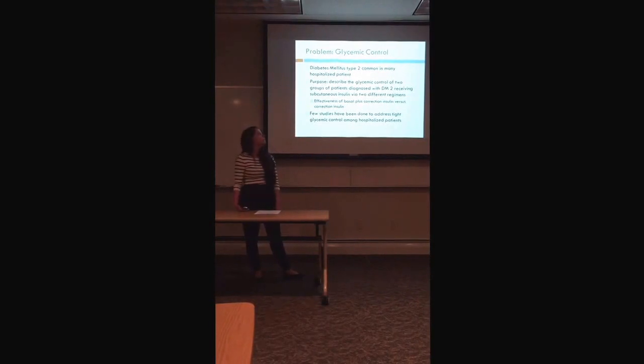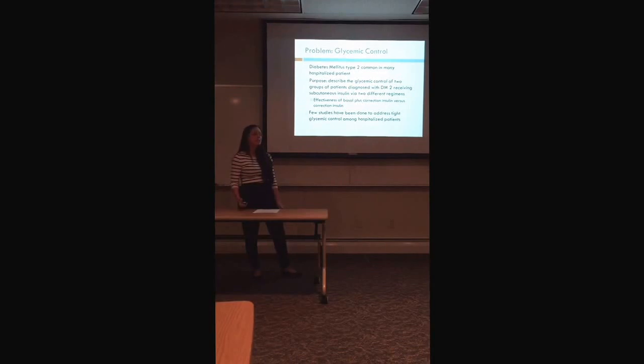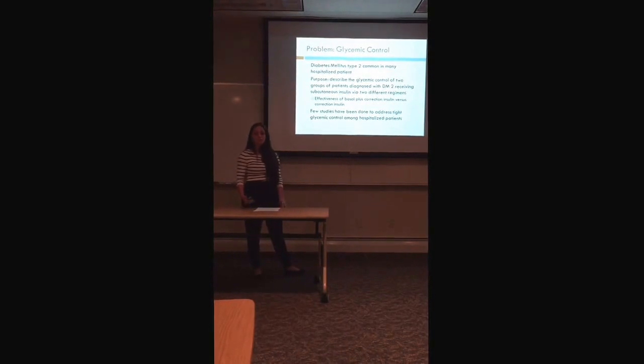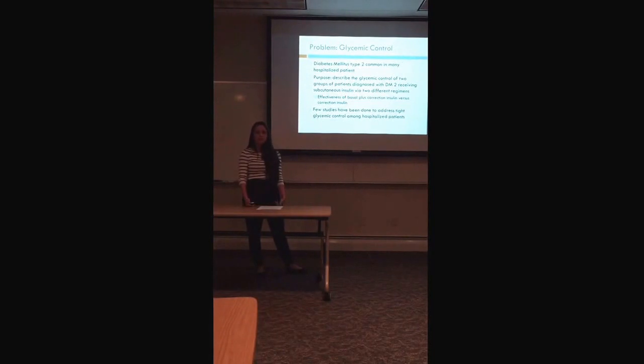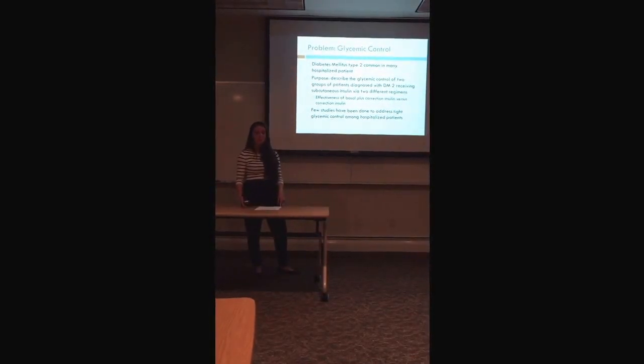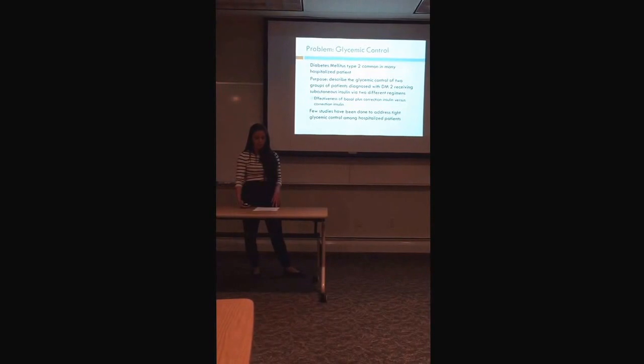The authors describe the purpose as describing glycemic control of two groups of patients diagnosed with diabetes type 2 receiving subcutaneous insulin via two different regimens. So basically they were testing the effectiveness between two insulin therapies, one being correction insulin only via the sliding scale, and the second being a basal insulin plus the correction insulin. One of the reasons this study has been done is because they said there have been few studies on the difference between the effectiveness of these two groups.